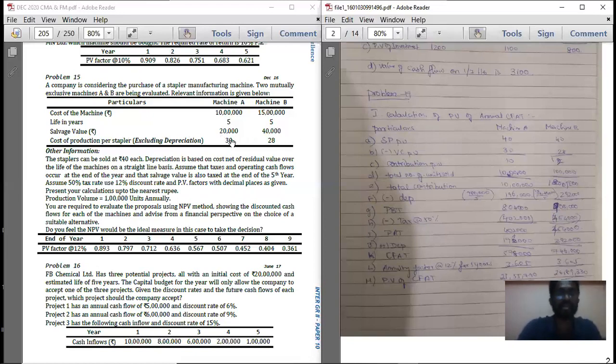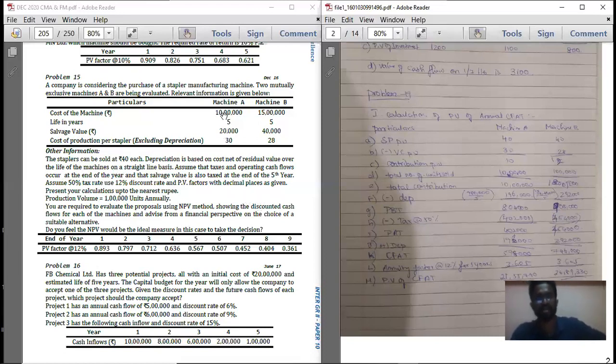That is also considered as cash inflow at the end of the 5th year, because you are selling the machine, you are going to receive cash. So at the end of the 5th year, there is a cash inflow, that is called present value of scrap value. So present value of salvage value is also a cash inflow. Cash outflow is only one, that is the total cost of production.